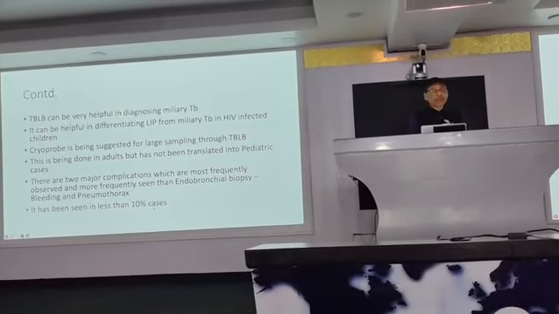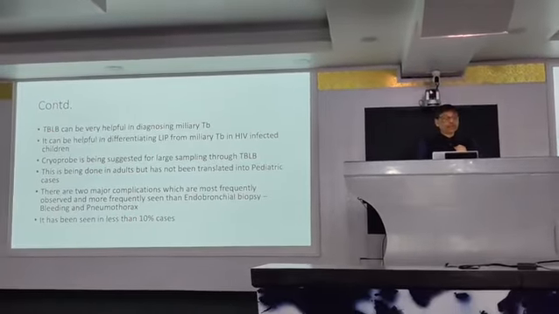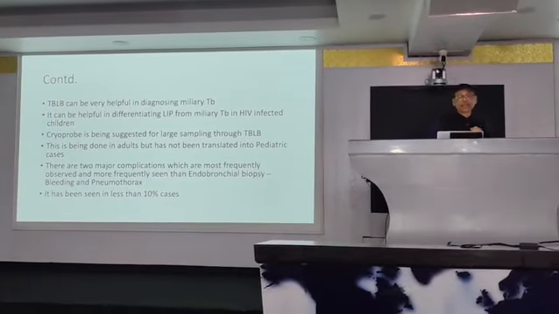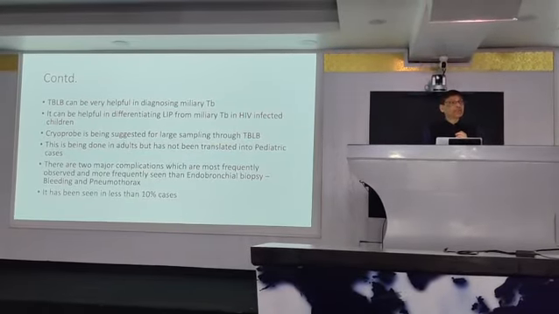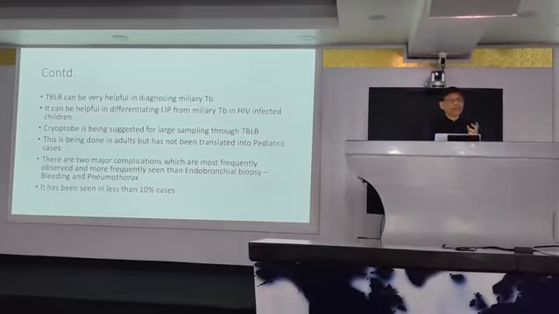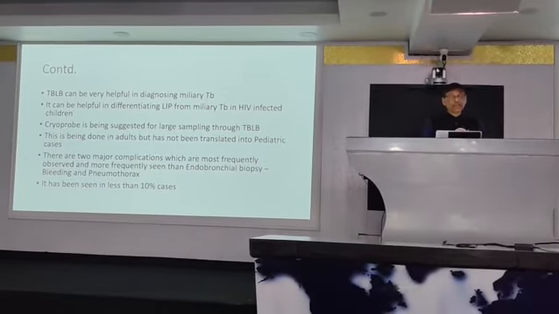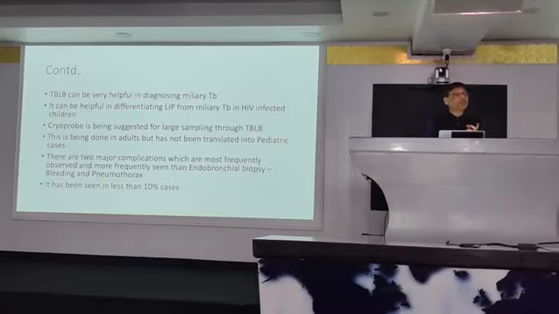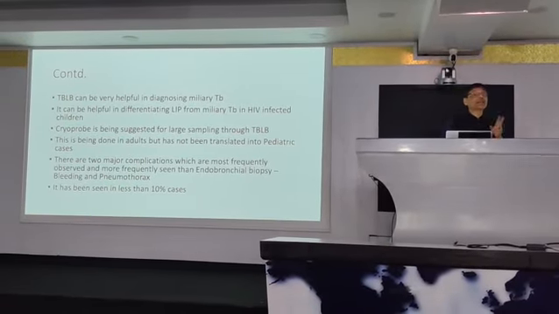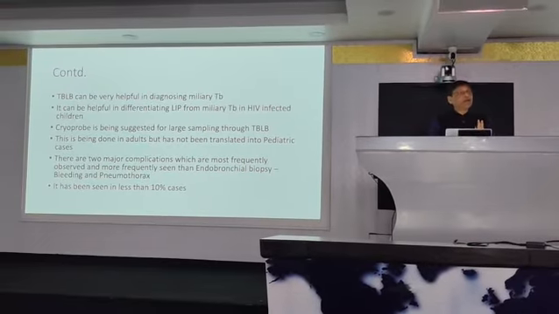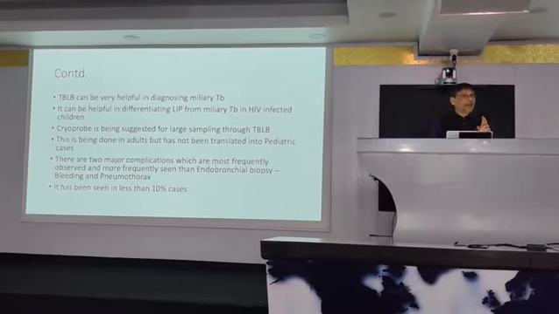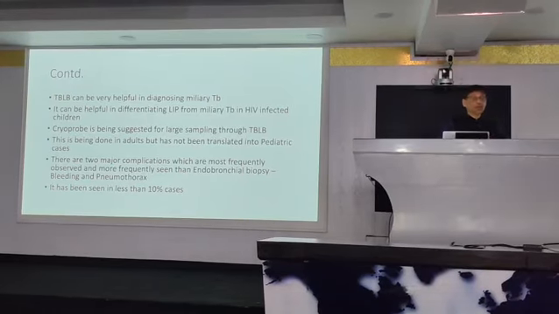TBLB can be very helpful in diagnosing miliary tuberculosis. It can be helpful in differentiating LIP from miliary tuberculosis. LIP is lymphocytic interstitial pneumonitis, usually seen in HIV patients. Both LIP and miliary tuberculosis occur in HIV infected children, so it helps in differentiating between these two.